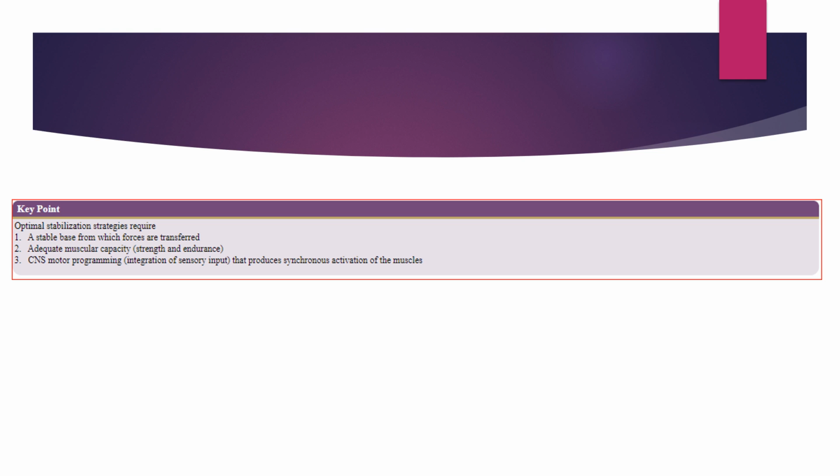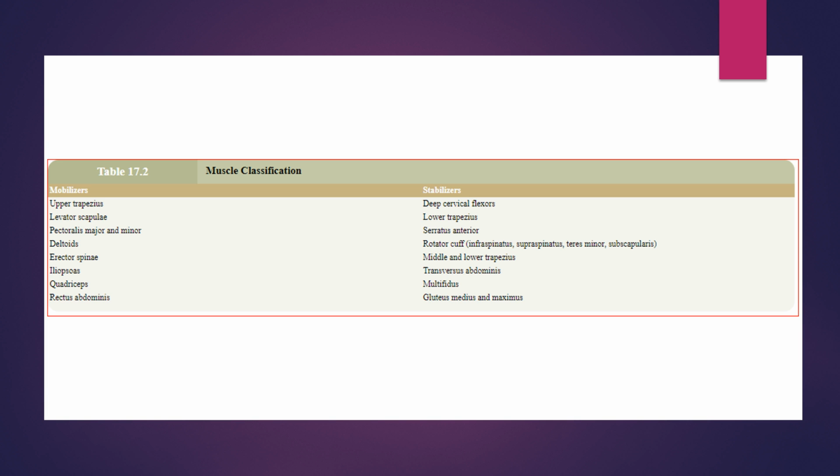So optimal stabilization strategies require that we have a stable base from which forces are transferred, as well as an adequate muscular capacity. So we need strength and endurance. And then we need the proper CNS motor programming, or integration of sensory input, that produces synchronous activation of the muscles. Classifying muscles in this particular way with mobilizers and stabilizers is beneficial for the fitness professional, as stabilizing muscles have unique characteristics, as you can see here.